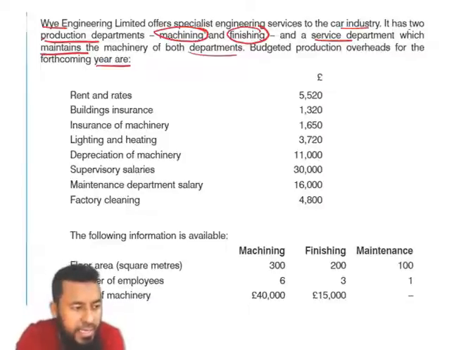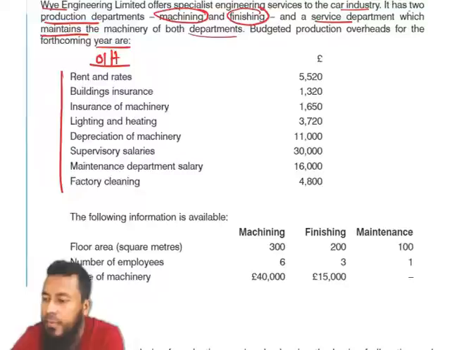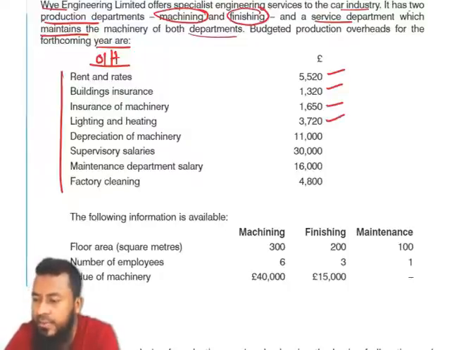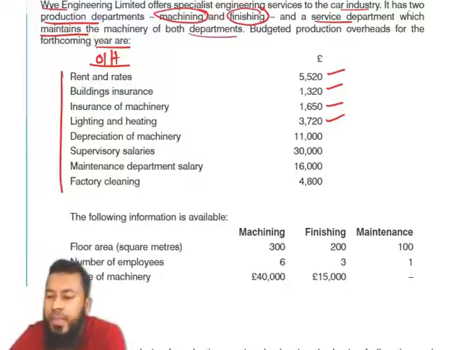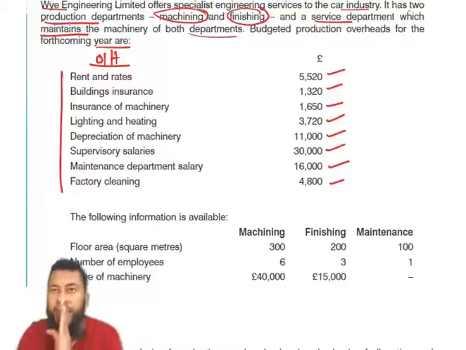So these are your budgeted overheads, everybody. Rent and rates 5,520, building insurance 1,320, insurance of the machinery 1,650, heating and lighting 3,720. Sometimes lighting could be on a kilowatt basis as the basis of apportionment. Depreciation 11,000, supervisor salary 30,000, maintenance department salary 16,000, factory cleaning 4,800. Remember all the values.